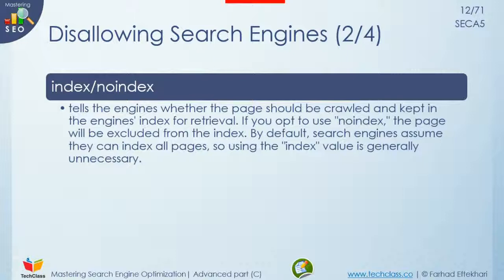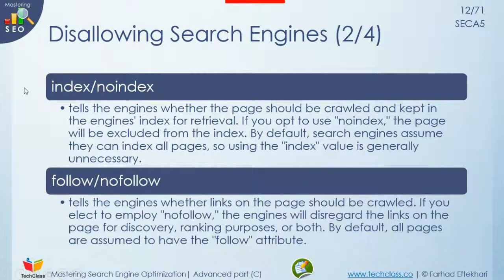So we have this keyword of index or no index. We can determine if we are choosing index or no index. And index or no index tells the engines whether the page should be crawled and kept in the engine's index for retrieval. If you opt to use no index, the page will be excluded from the index. By default, search engines assume they can index all pages, so using the index value is generally unnecessary. But sometimes, if you want to have that page as a no index concept, then we're going to have to use that as well.